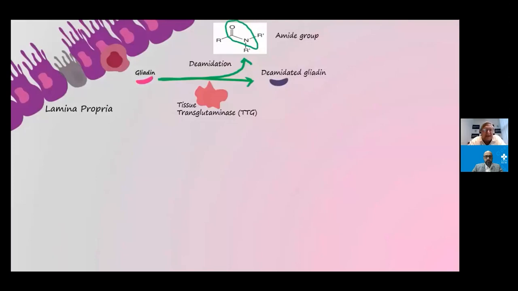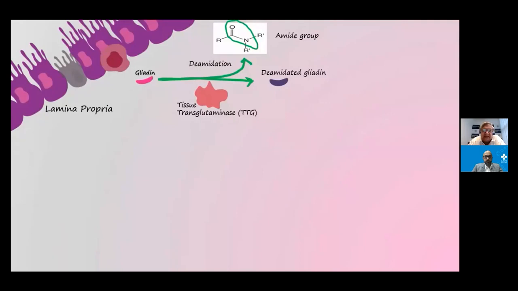Once the gliadin gains access to lamina propria, it is deamidated by tissue transglutaminase enzyme, which is TTG. The deamidation process removes an amide group, leading to deamidated gliadin, which is more immunogenic and more harmful.